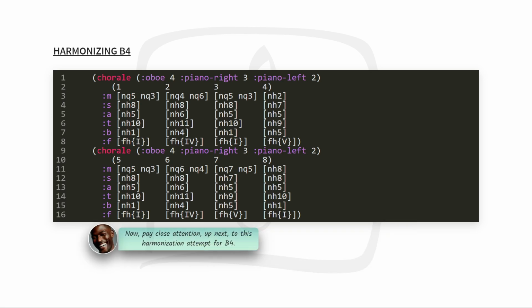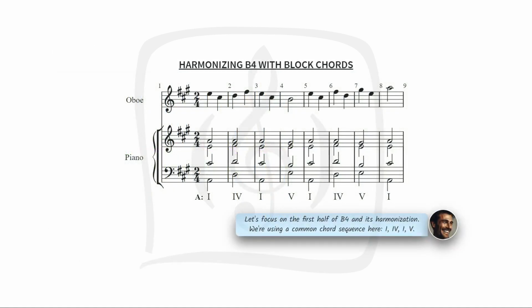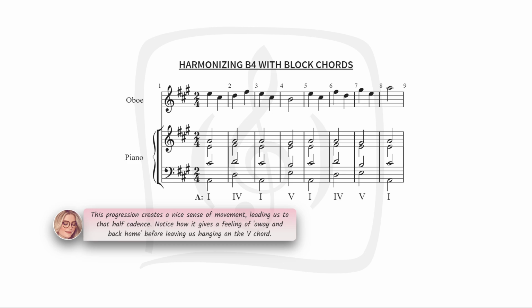Now, pay close attention, up next, to this harmonization attempt for "Before." Let's focus on the first half of "Before" and its harmonization. We're using a common chord sequence here, 1, 4, 1, 5. This progression creates a nice sense of movement, leading us to that half cadence. Notice how it gives a feeling of away and back home before leaving us hanging on the 5 chord.